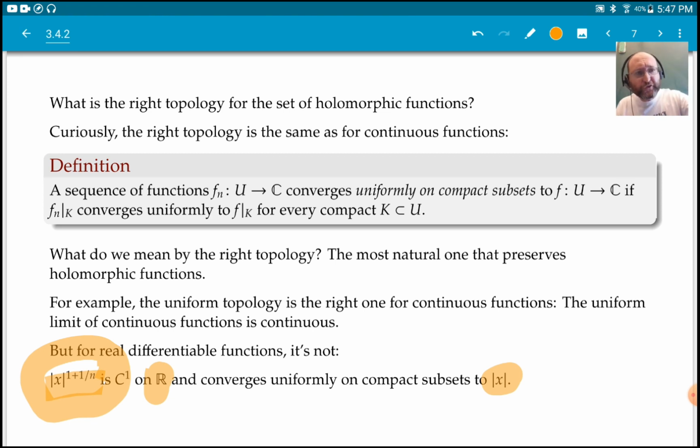So this is not true for differentiable functions, continuously differentiable functions, whatever. It's true for continuous functions, so really, really wild functions. Then you make these functions nicer. So for a while it doesn't work, and suddenly it works for holomorphic functions. It's kind of weird.